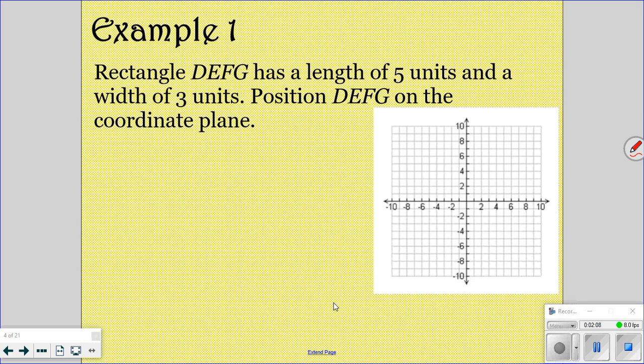So we have a rectangle that has a length of 5 and a width of 3. We want to position it on the coordinate plane, and it only tells us we have a rectangle, the length is 5, and the width is 3. So you can put it anywhere on the coordinate plane. It doesn't matter. You can put it over here, here, here, wherever you want. So why don't y'all try that?